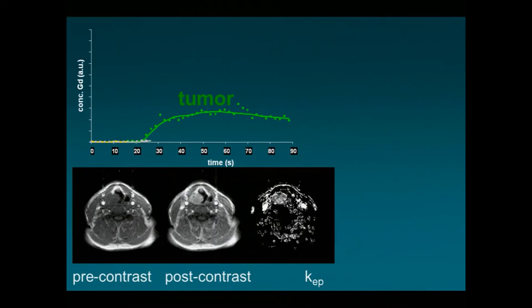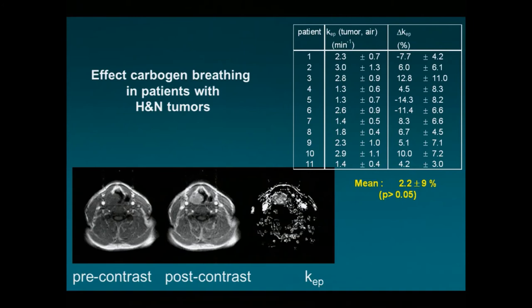So this is an example of a patient study in which we looked at carbogen breathing in patients with head and neck tumors. There is a slight increase in the average rate constant, but in this case it was not really significant. In other cases, for instance with drug treatment, you can have very significant changes in these rate constants, which tell you something about the vascularity, the effect of the drug on the vascularity.